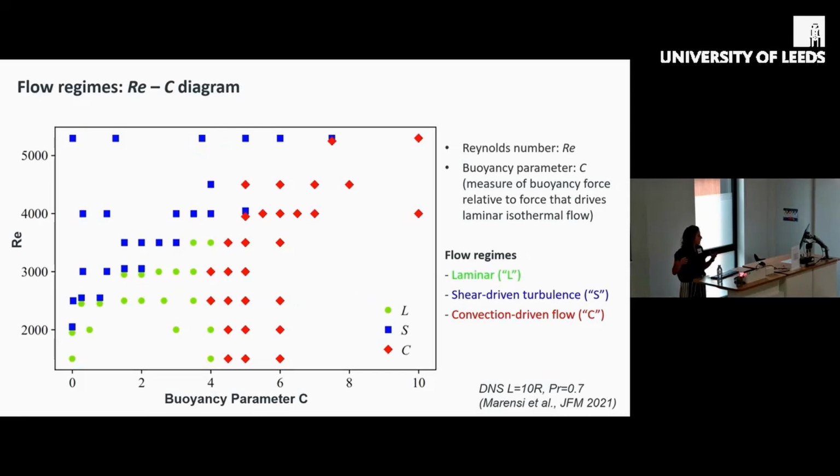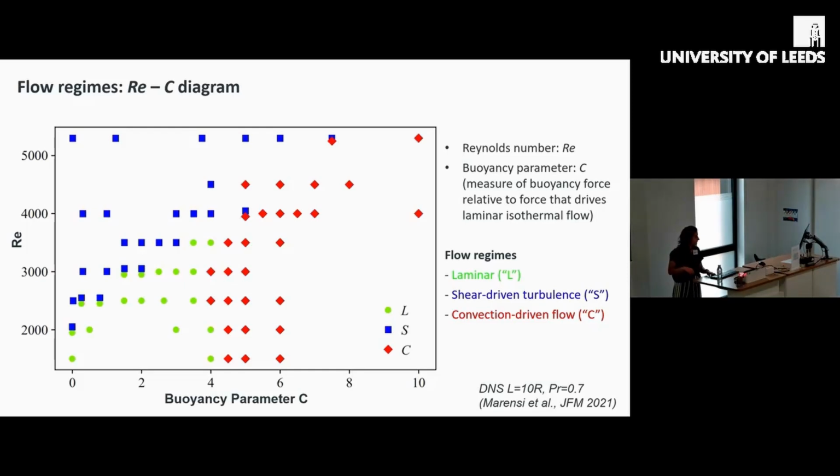So we have performed a bunch of simulations for different Reynolds numbers and different values of this buoyancy parameter C. This plot shows the flow map that we get from these simulations. The blue symbols represent a region of shear-driven turbulence, green is for laminar, and red is for this convection-driven flow.